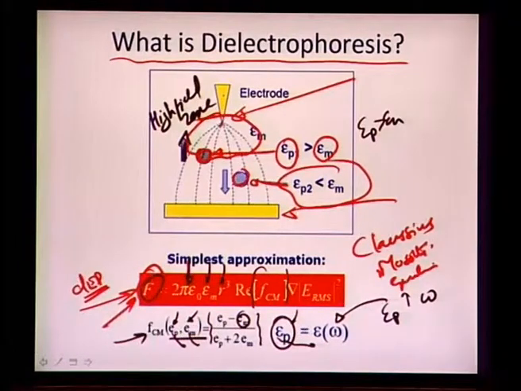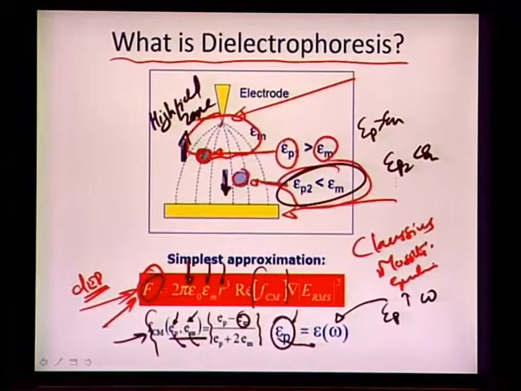And in the other case, when EP2 is less than EM, as you are seeing here, this Clausius-Mossotti factor would be negative, the force would be negative. In other words, the particle would tend to go towards the low field zone, okay, as you can see in this particular illustration. So, it goes towards the low field zone, and essentially this is also a function of the gradient of E RMS square magnitude, okay, and that is what the dielectric force really is in this particular case.